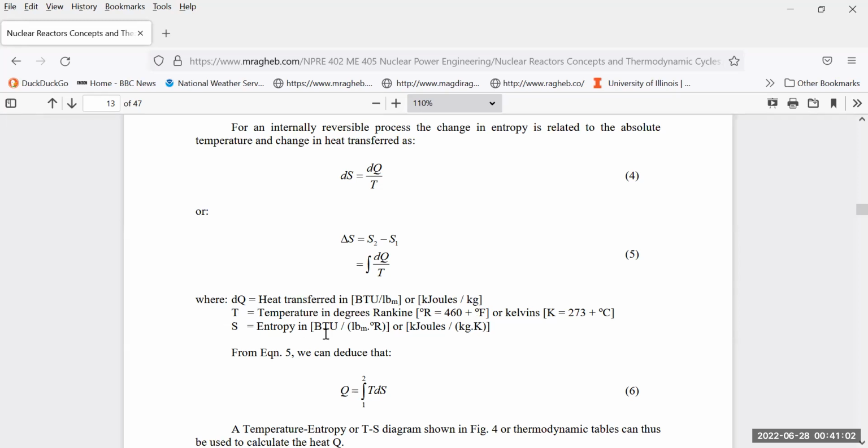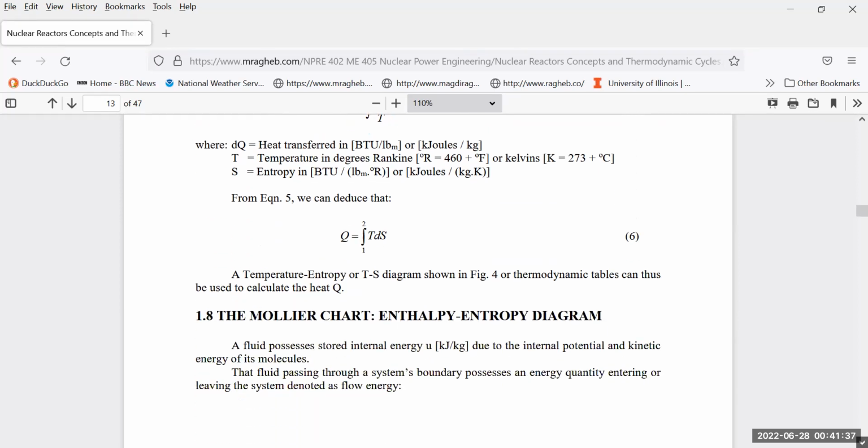If you use the SI system, that's 273 plus degrees Celsius. If you use the British system, it's degrees Rankine. That's 460 plus degrees Fahrenheit. And here we do not use the designation degrees Kelvin. We just call it the Kelvin. Anyway, in any case, if you integrate for dQ, you'll find that if you integrate the Kelvin temperature over the entropy dS, you can get the heat generated.